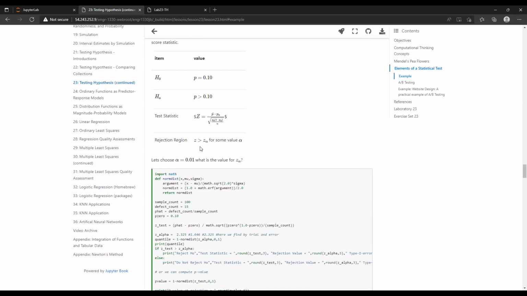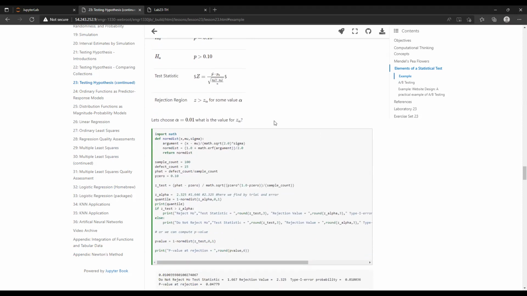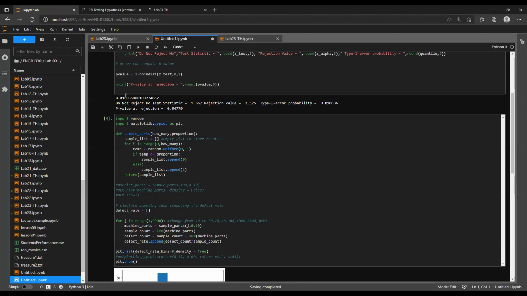And our rejection region is going to be that z is greater than some z alpha for some value alpha. We're going to say let alpha be 0.01. So now the question is, what is z alpha? That's where we know where our rejection region is. Well, we could do it all by hand, but we have code. So let's do that.